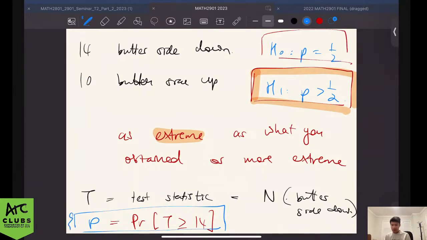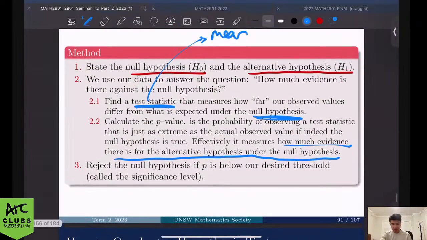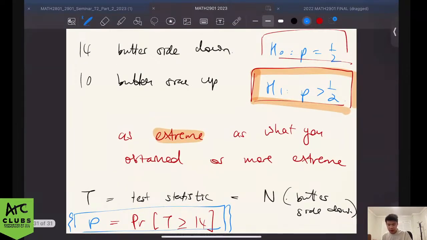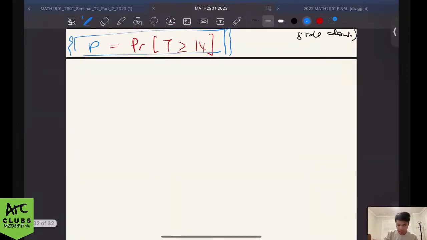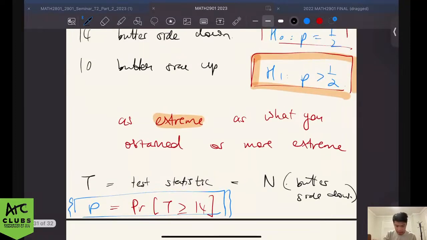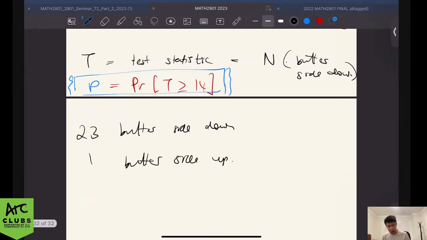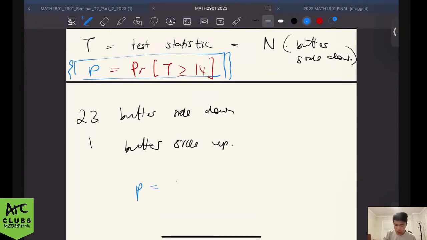Cool. And so you can imagine that the smaller this value is, the more extreme a value you got, right? So if somehow you do another experiment and you get 23 landing butter side down and 1 landing butter side up, well then something's up, right? The probability is the probability of T being greater than or equal to 23, which is very small.